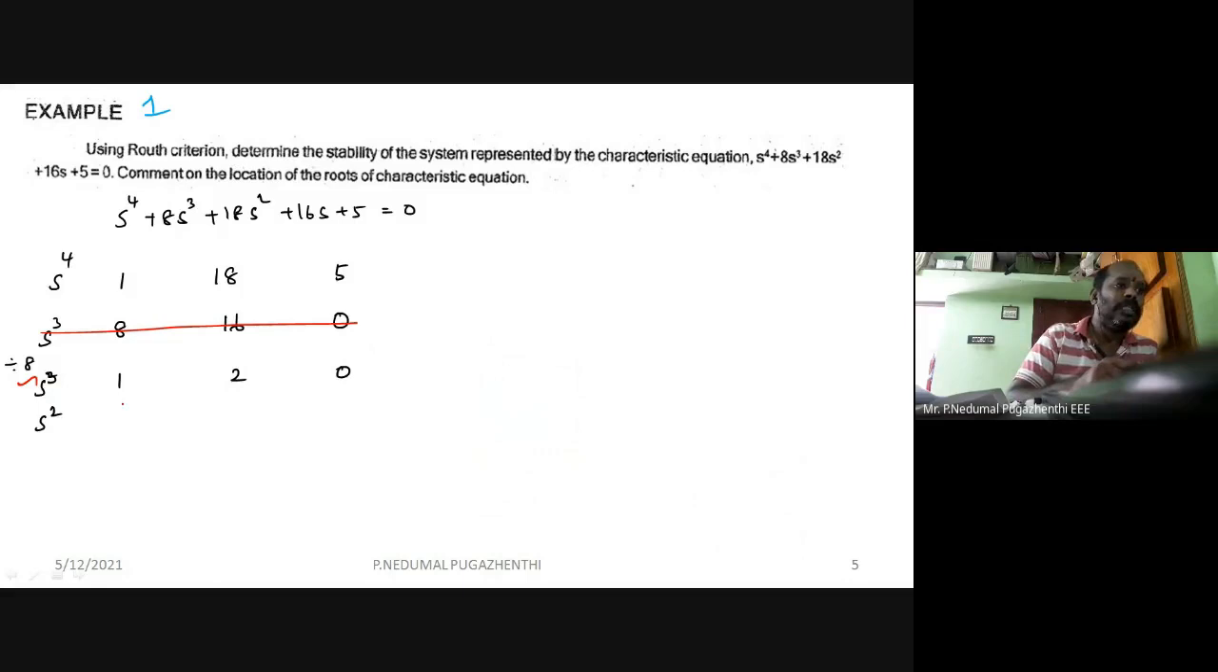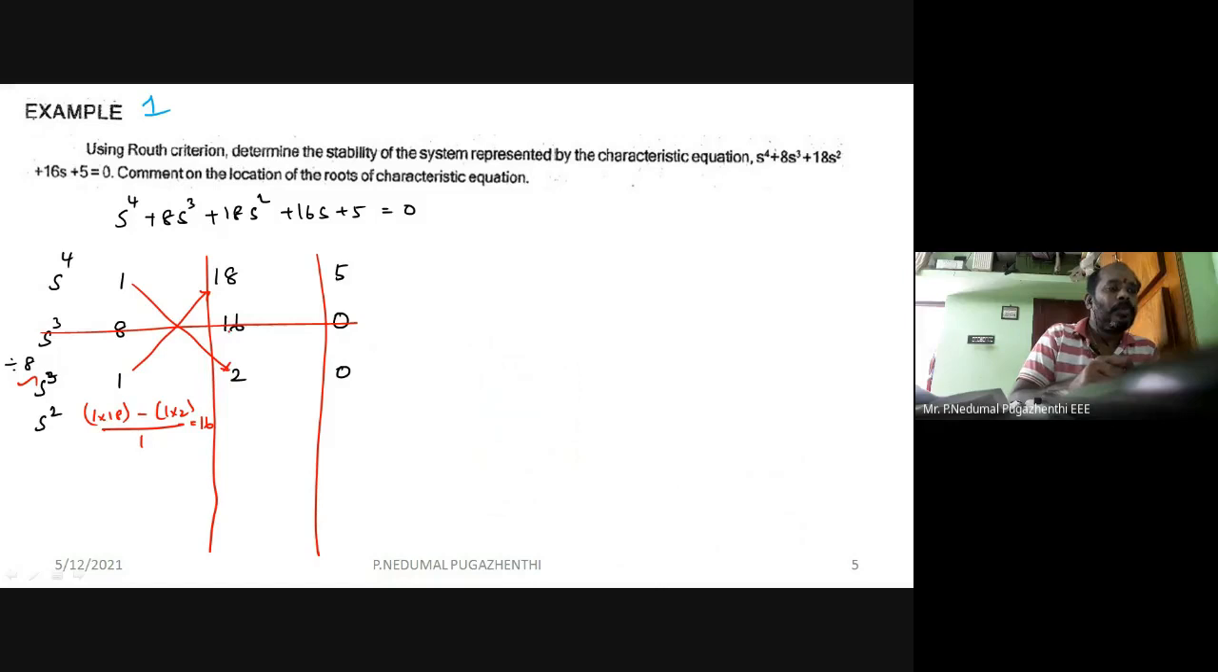1 into 18 minus 1 into 2, divided by 1. What is the value you are getting? 18 minus 2, that is 16. I will put a line there so that it remains. Then the next element: 1 into 5 minus 1 into 0, divided by 1. The value is going to be 5. Then automatically this is going to be 0.